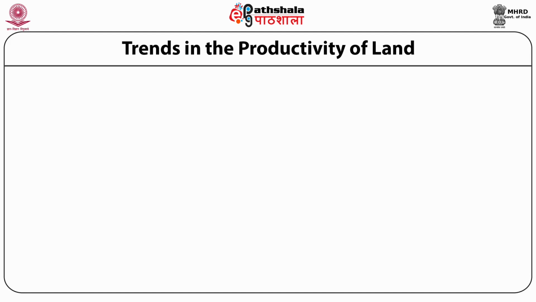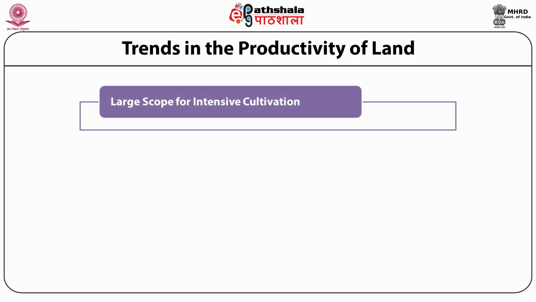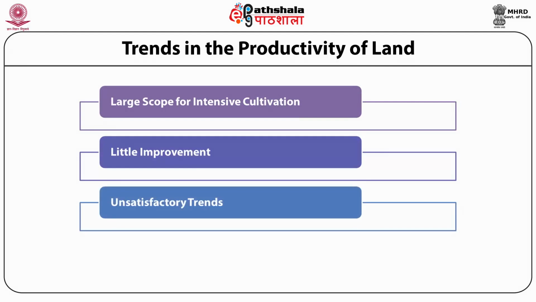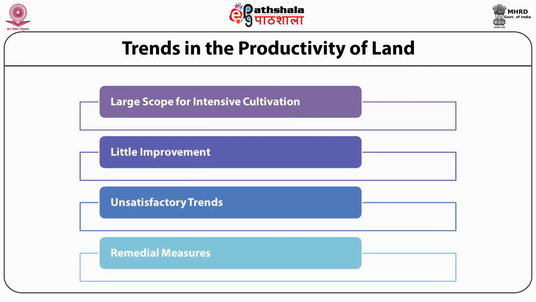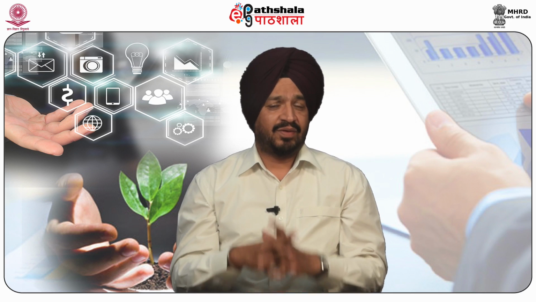Now coming to trends in the productivity of land. There are certain issues associated with this particular aspect. First is large scope for intensive cultivation, little improvement, unsatisfactory trends, and remedial measures. While discussing the trends in the productivity of land, the first thing we look at is that there is a large scope for intensive cultivation.